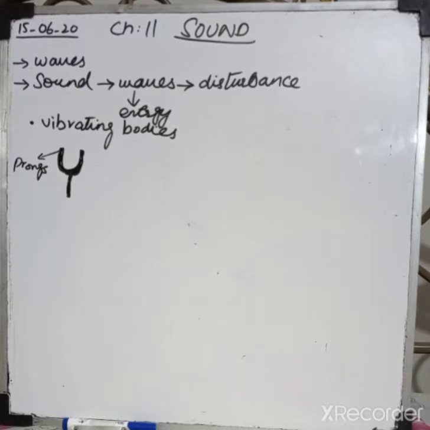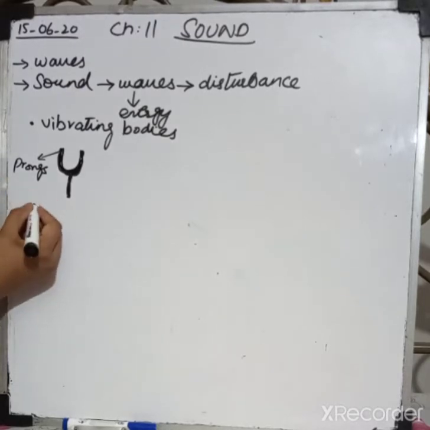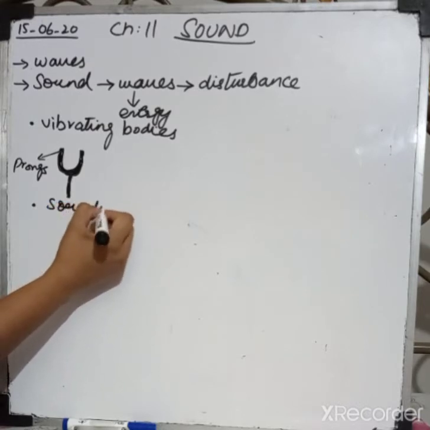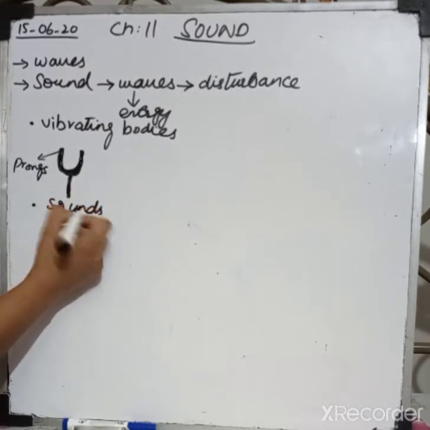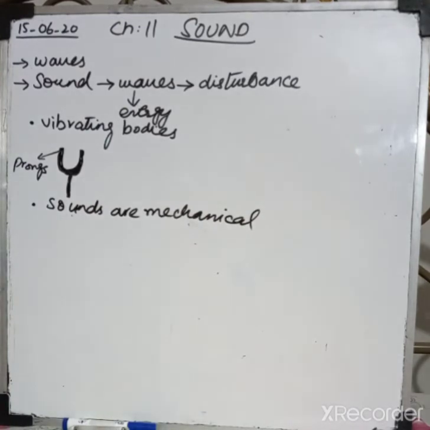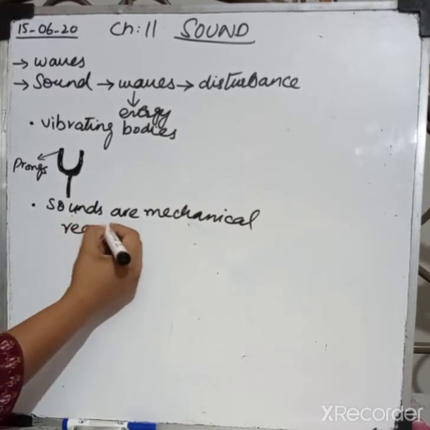Now we have to check which type of waves sounds are. Sounds are mechanical waves. Why? As you know, there are two types of waves, mechanical and electromagnetic. Electromagnetic waves can pass through all types of mediums and even vacuum. They do not require any material medium or particles to propagate. But mechanical waves are such type of waves which require a material medium for their propagation.